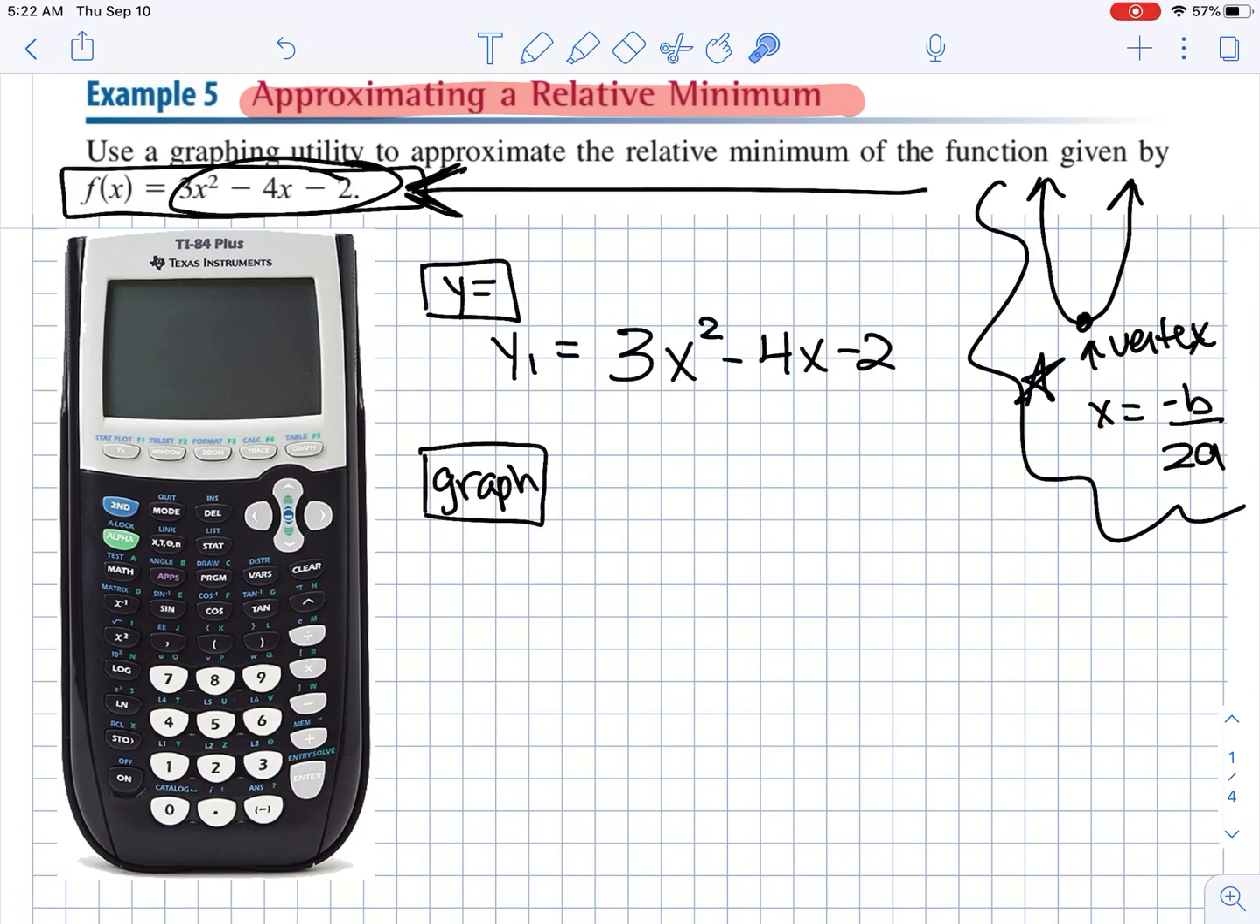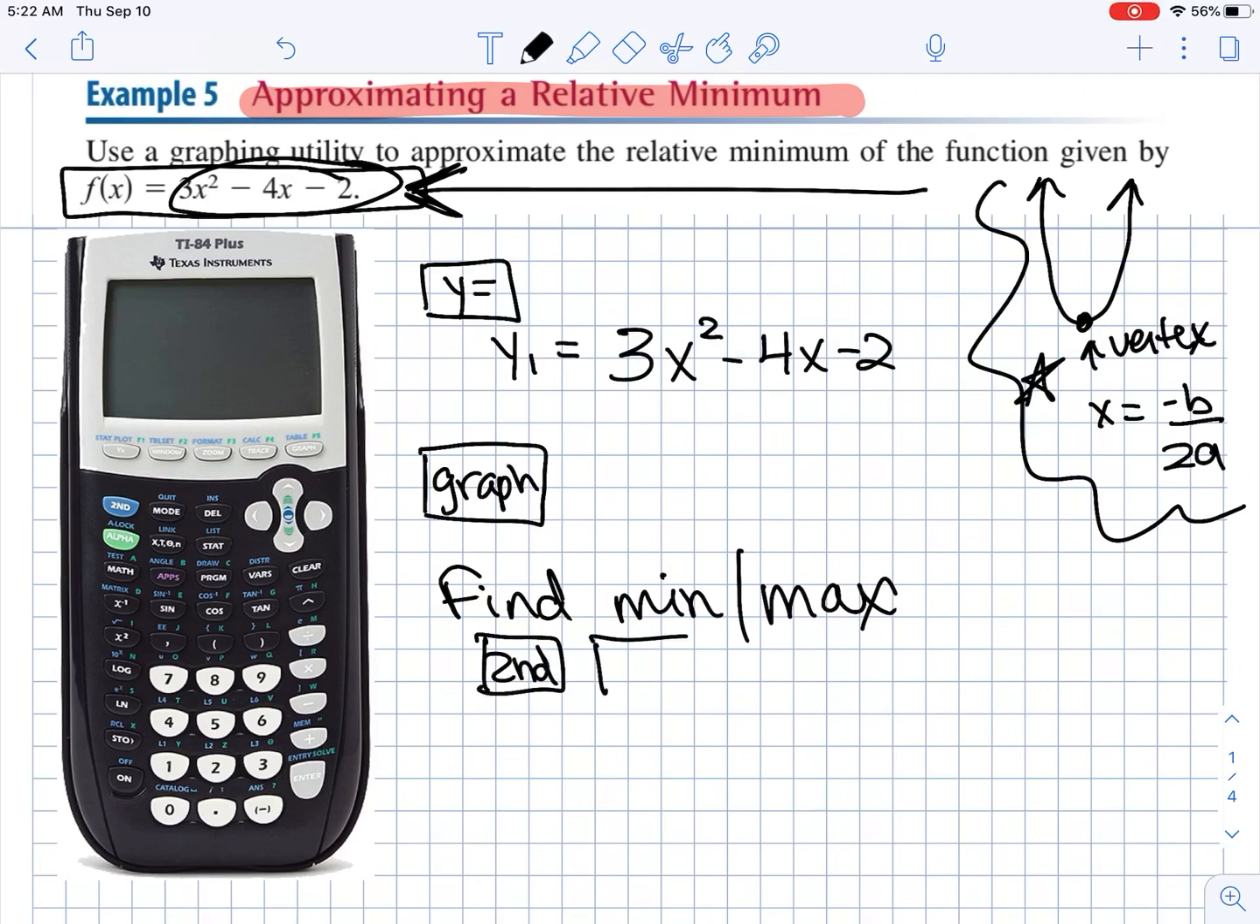Once you have that, you can hit your graph button right here to see what it looks like, okay? But then you can actually use your calculator to approximate the relative minimum or maximum. So here's what you're going to do. To find the minimum or maximum, you're going to click second calc or trace. So you're going to hit the trace key, which will activate the calculator for the points. So you're going to hit second, and you're going to hit trace, which activates the calc, okay?